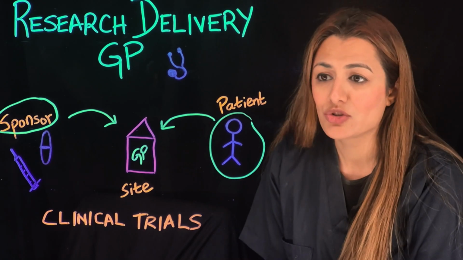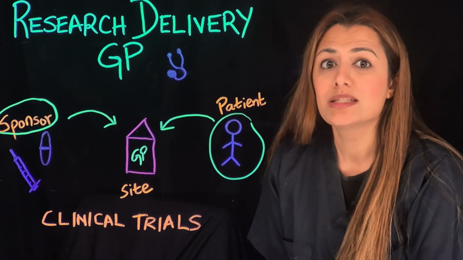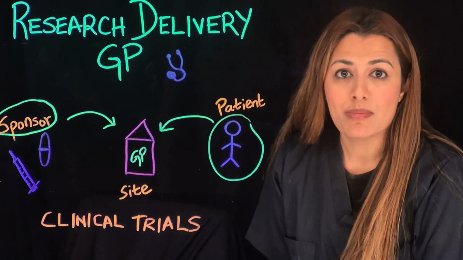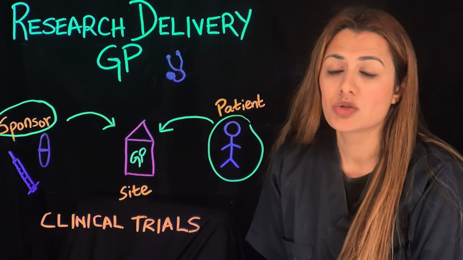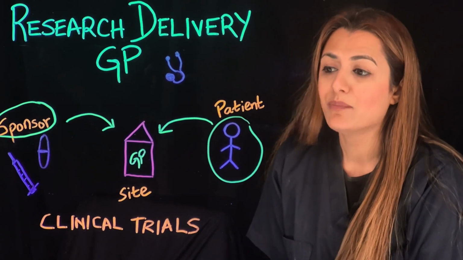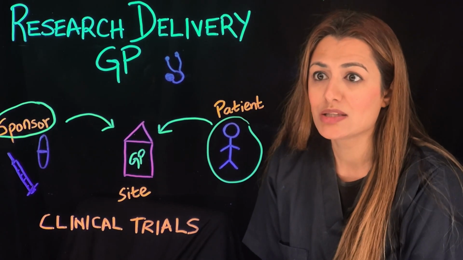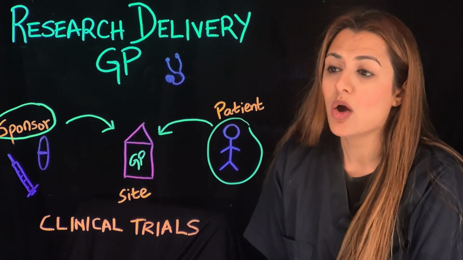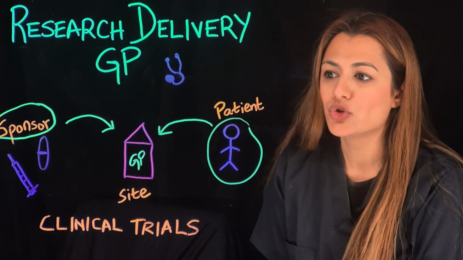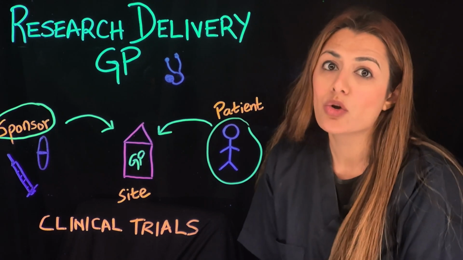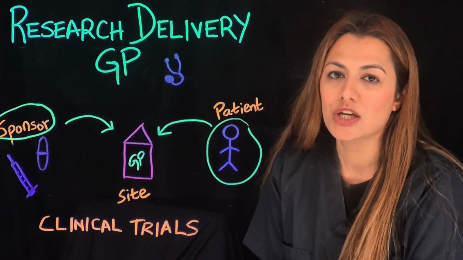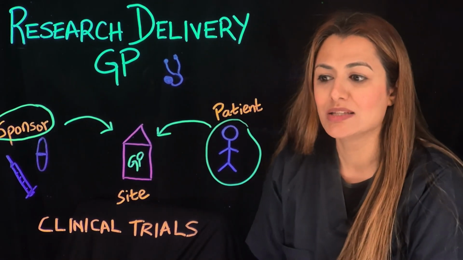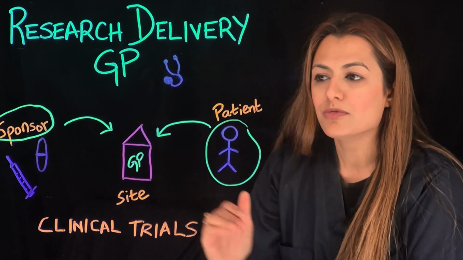Obviously, there are a lot of questions about the safety of the drug being tested. What are the benefits to the patient? What are the benefits to the sites who are involved, such as GP practices? Do we get any reimbursement for the work done? And how does that flow? So I will be covering all of that information in my future videos, but for now, this diagram simply explains how the clinical trials flow.